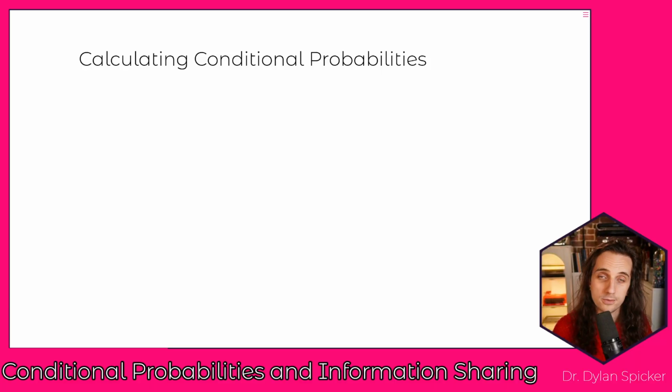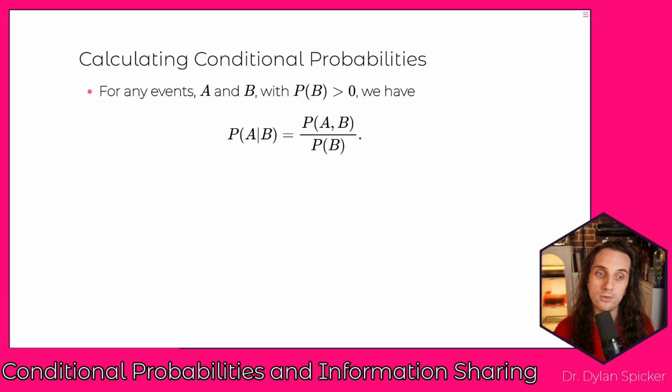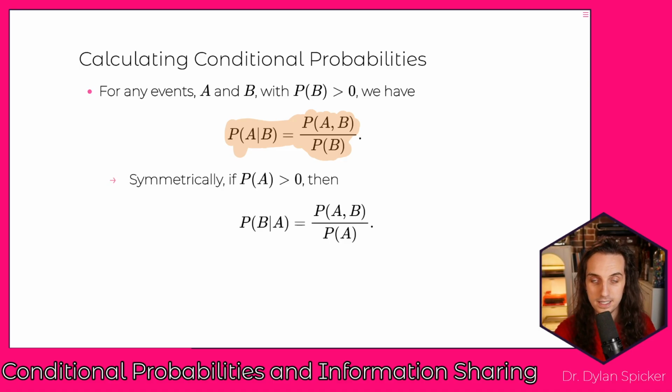Now, intuitively, we know what a conditional probability is, but how do we actually go about calculating them? And so if we have two events, A and B, and we know that the probability of B is greater than 0, then what we can say is the probability of A given B, so the conditional probability of A given B, is the probability of A and B, our joint probability, divided by the marginal probability of B. Right? And so this is going to be how we define our conditional probability.